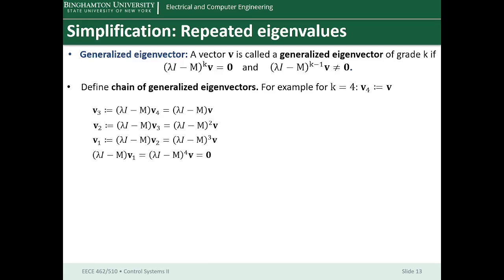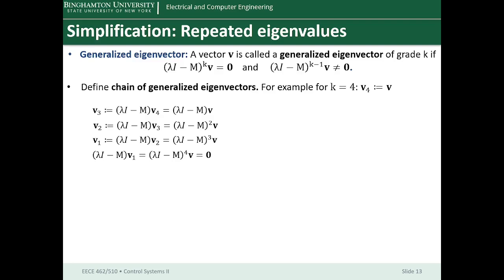If we track this chain, we can see that (λᵢI − M) applied to v1 gives 0. That's because v4 was in the null space of the 4th power, because v4 is equal to v and v is a generalized eigenvector. So when we apply the operator 4 times it goes to 0, but the earlier vectors in the chain are not 0. That's what makes the chain meaningful.